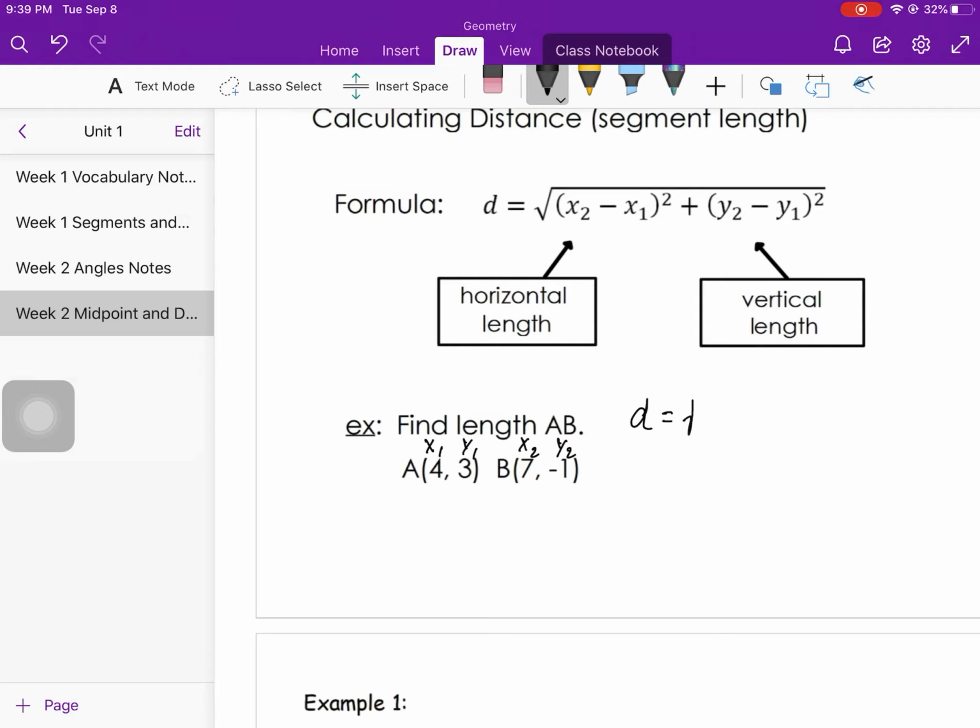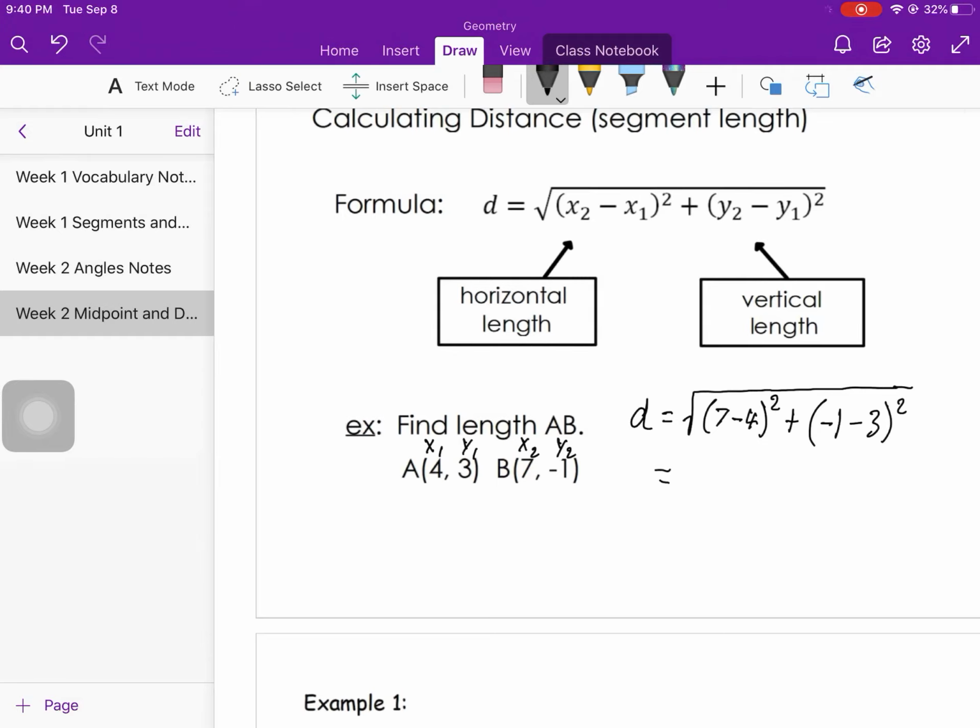So d equals the square root of x2 minus x1, squared, plus y2 minus y1, squared. So now x2 is 7 in this example, and x1 is 4. So we're taking 7 minus 4, and we are squaring that. Then we are adding the difference in our y's. So y2 is negative 1, y1 is 3, and we're subtracting those and squaring that.